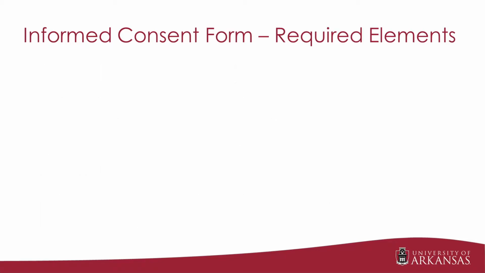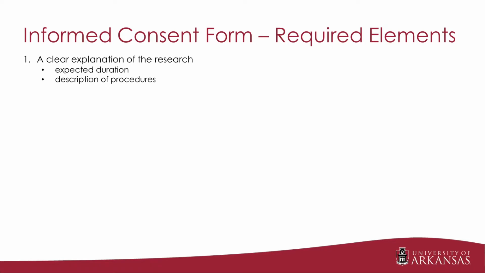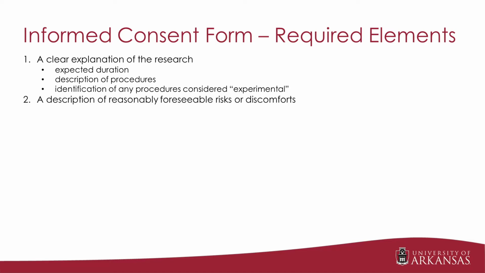When you create your informed consent form, there are several required elements. First, you need to provide participants with a clear explanation of your research, including how long it's going to take, a description of the procedures, a description of exactly what you're going to do to them, and identify any procedures that might be considered experimental. Next, you need to give a clear description of any foreseeable risks or discomforts a participant might experience.